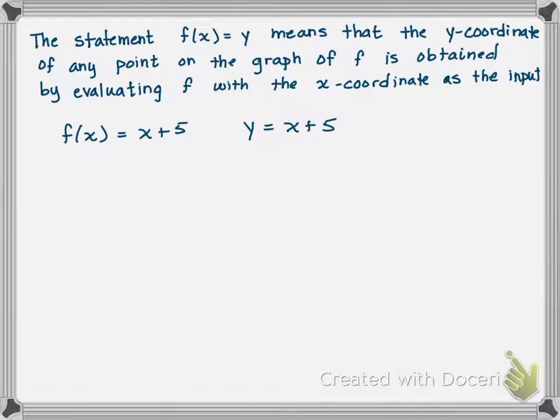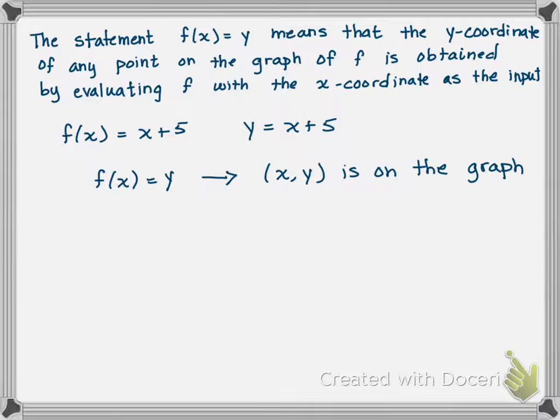So if I plug the x value of 2 into f of x equals x plus 5, I get 7. That means that the point 2, 7 is on the graph of the function. So the statement f of x equals y is the same as saying the point x, y is on the graph of f. So it's mostly a language and notation thing.